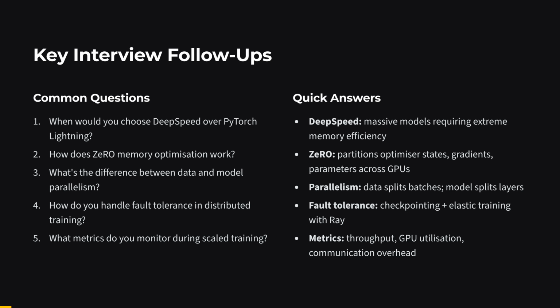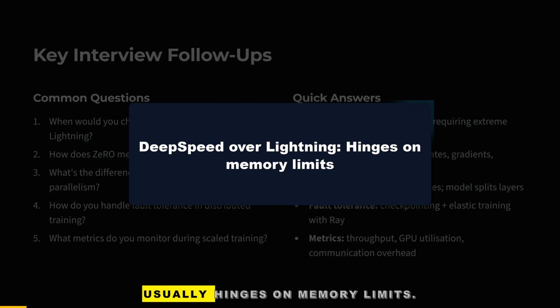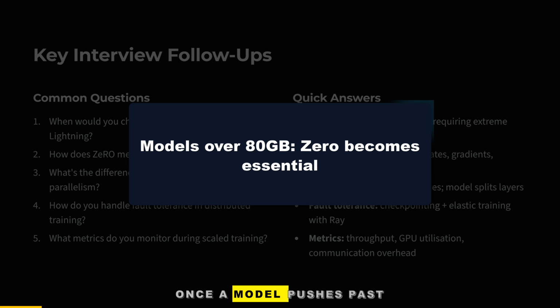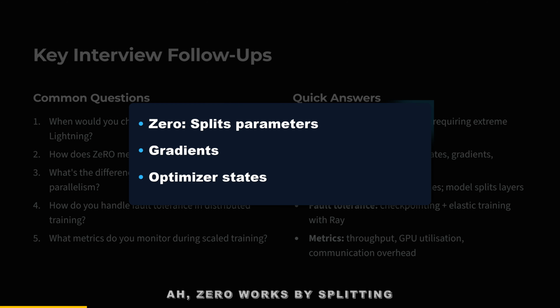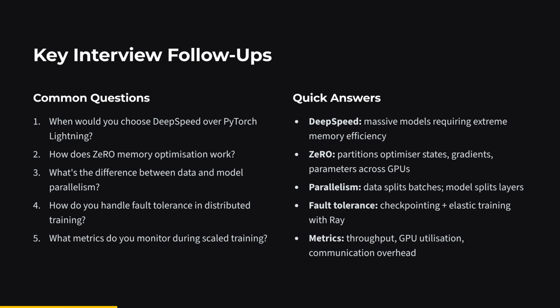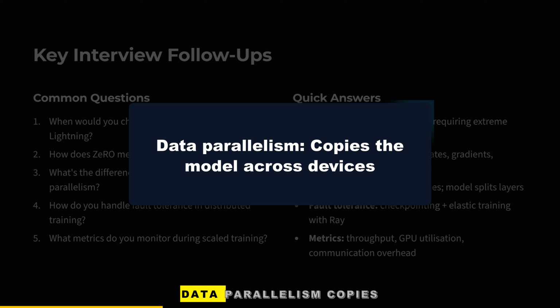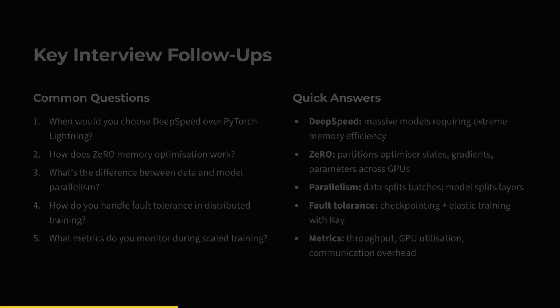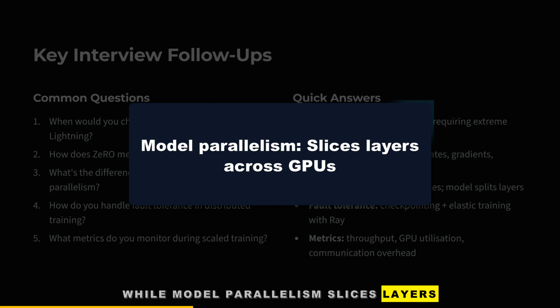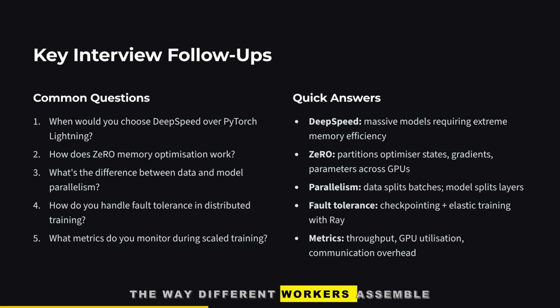Interview follow-ups. Choosing DeepSpeed over Lightning usually hinges on memory limits. Once a model pushes past 80 gigabytes, even in mixed precision, ZeRO becomes essential. ZeRO works by splitting parameters, gradients, and optimizer states, so no GPU carries the full load, like dividing warehouse inventory so no shelf collapses. Data parallelism copies the model across devices, while model parallelism slices layers across GPUs, the way different workers assemble sections of one machine.